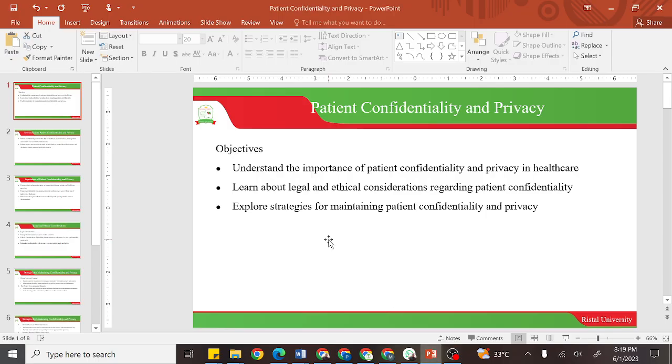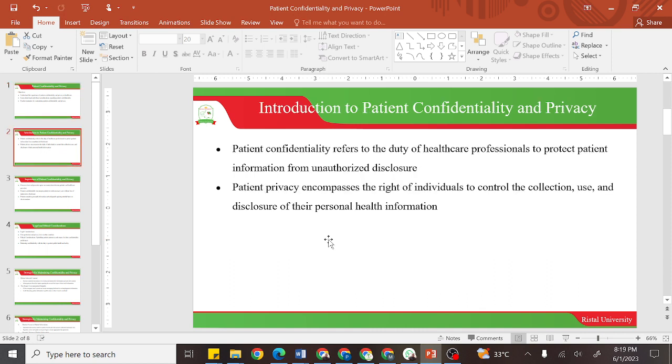So let's look at patient confidentiality and privacy in the context of healthcare. And by the end of this session, you should be able to explain the importance of patient confidentiality and privacy in healthcare. You should be able to know the legal and ethical implications regarding patient confidentiality. And you should be able to understand the strategies for maintaining patient confidentiality and privacy.